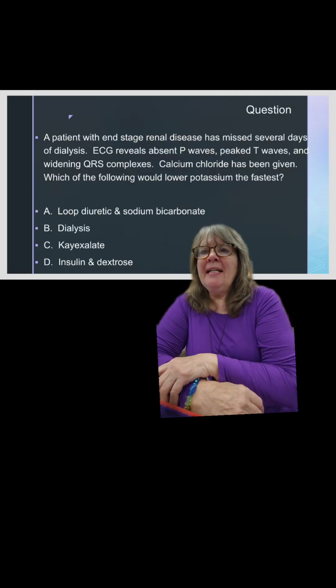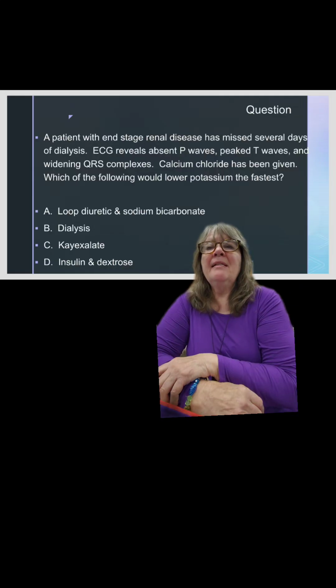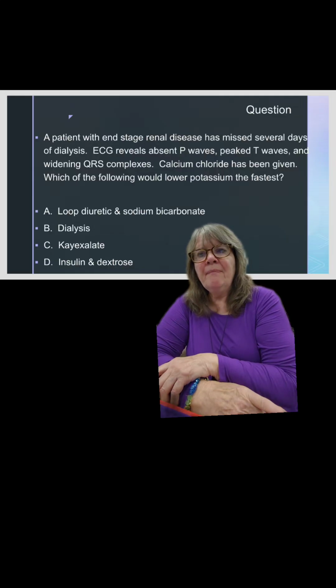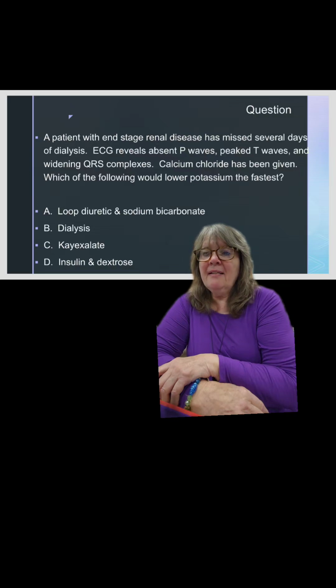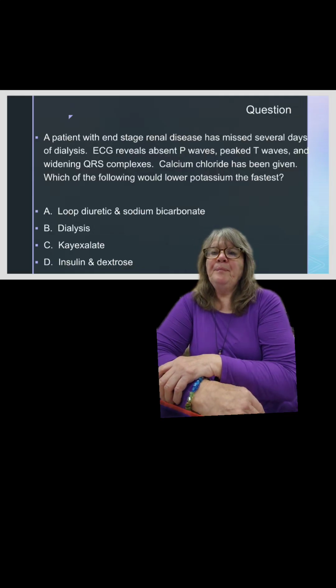Here we have a patient with end-stage renal disease who has missed several days of dialysis. The ECG reveals absent P waves, peaked T waves, and widening of the QRS complex. Calcium chloride has already been given. Which of the following would lower the potassium the fastest? A, a loop diuretic along with sodium bicarbonate, B, dialysis, C, K-oxalate, or D, insulin and dextrose? Take a moment and think about it.